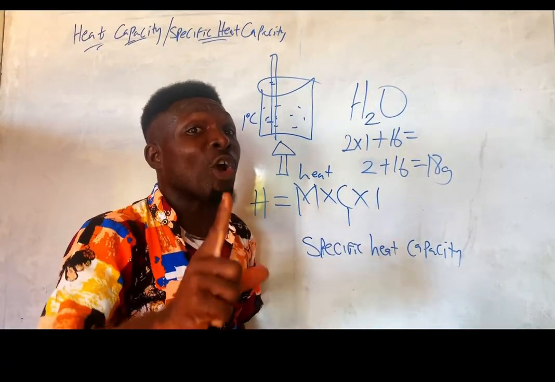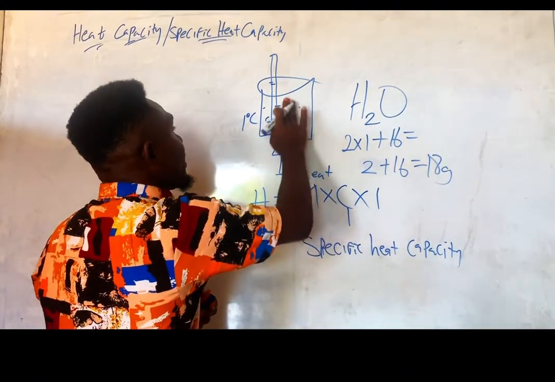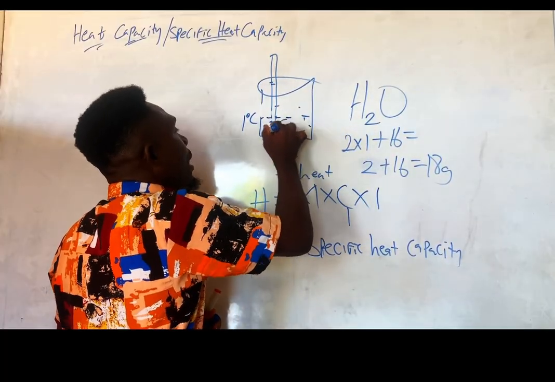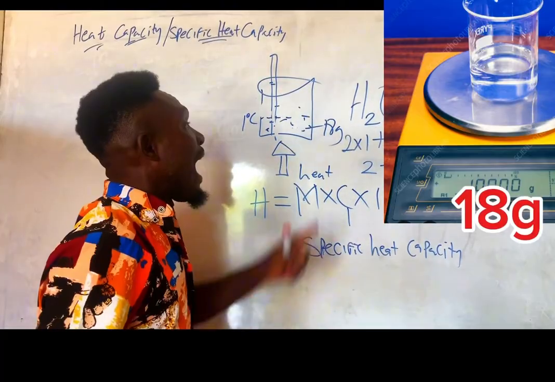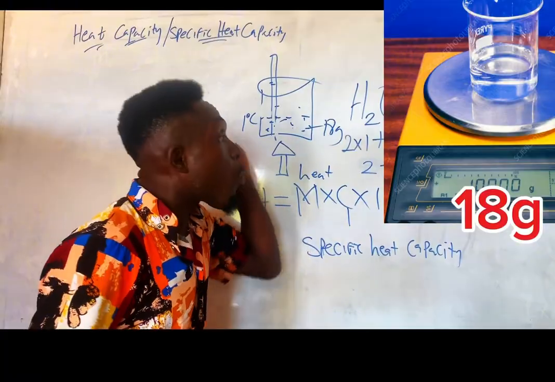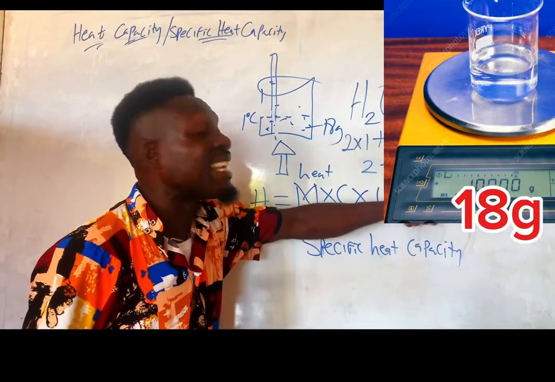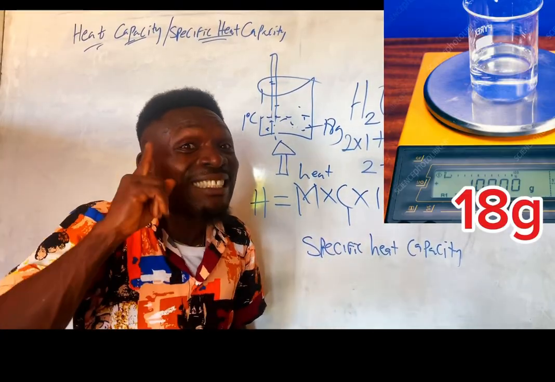Now, if I want to measure a unit mass of water, it means I will get my container. This is my container, and I will add water inside. And I must make sure that this water weighs 18 grams. As long as this water weighs 18 grams, it means the mass of water inside there is 1 mole, and that is 18 grams. Now, a unit mass of water weighs 18 grams.